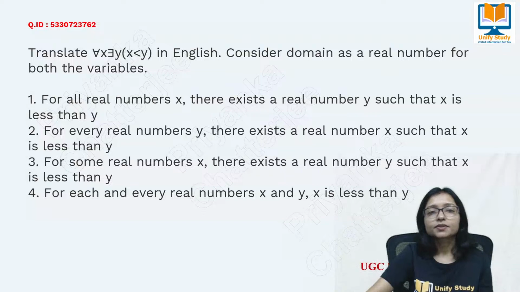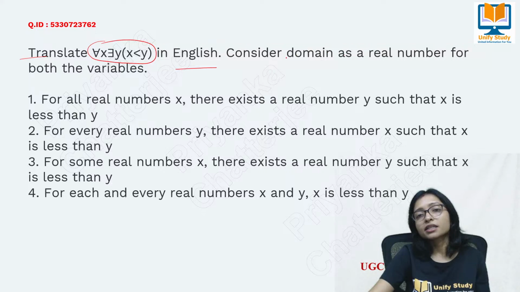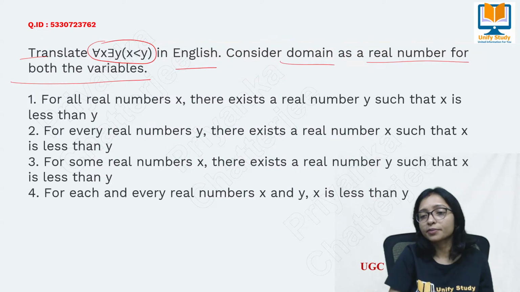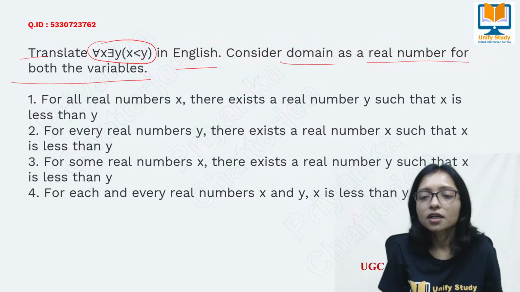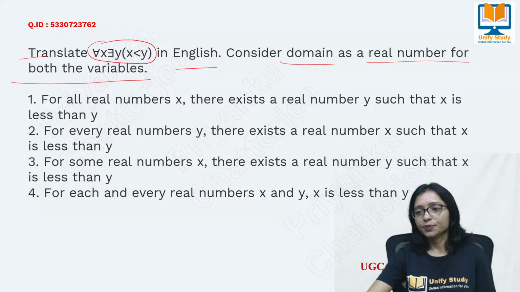Definitely not P means neither a hot day nor is the temperature 48 degrees. Very simple. Another question: translate for all x there exists y, x less than y, into English. Consider the domain as real numbers for both variables. You need to represent this in English.